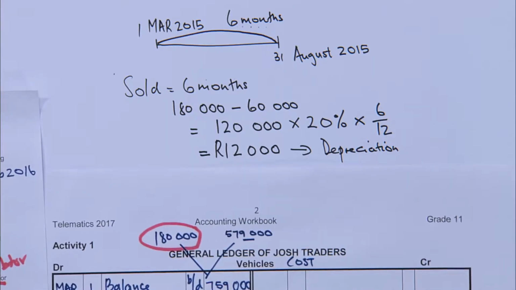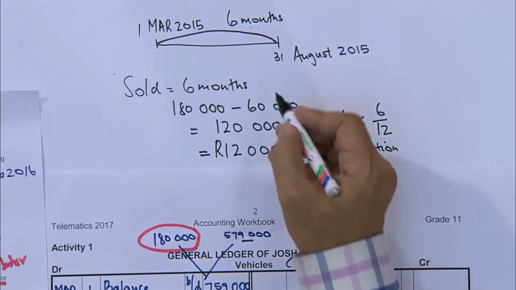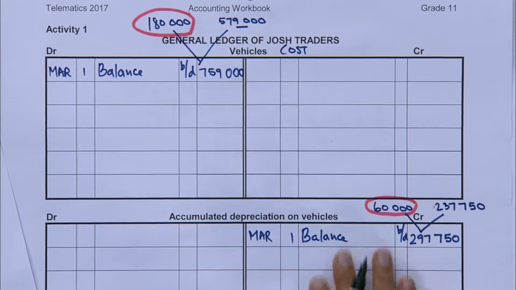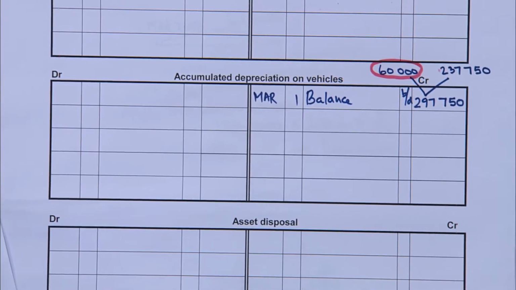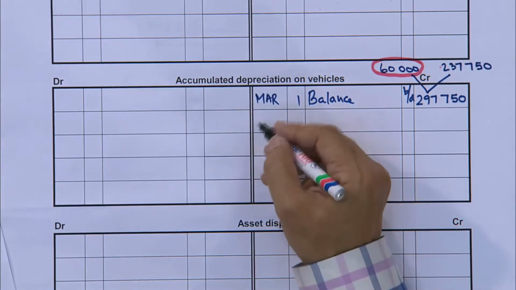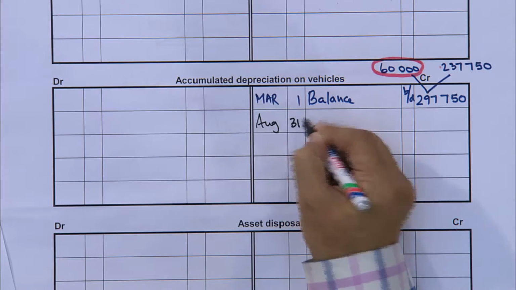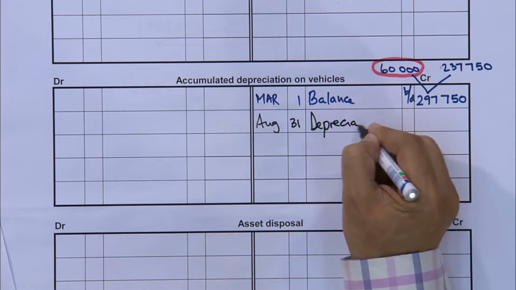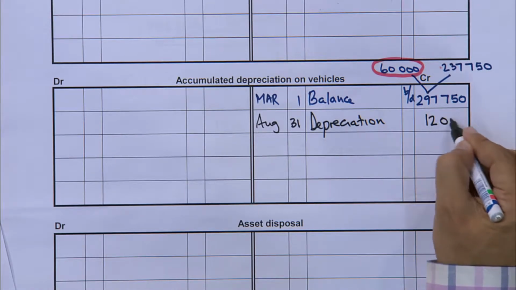Okay, so now we have to write off depreciation of 12,000 on the 31st of August, on that particular day. So how do we write off the depreciation? The two accounts that will be affected will be the depreciation account and the accumulated depreciation. So on the 31st of August, all right, the depreciation, that's the name of the contra account. It will be 12,000.